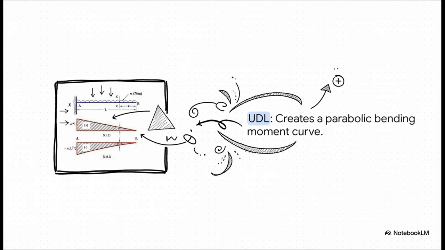Now let's see how this builds when we change the load. We have the exact same cantilever, but with a uniformly distributed load, or UDL, spread entirely across the top. The shear force diagram is now a triangle, but the bending moment diagram has transformed into a parabolic curve. The mathematical degree of the curve literally stepped up by 1.